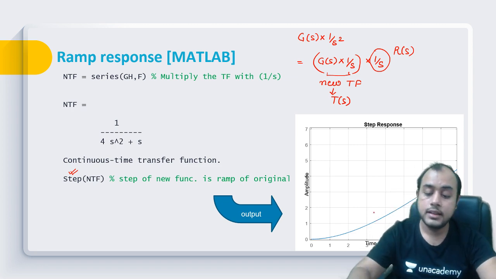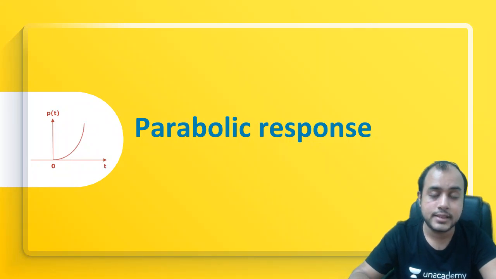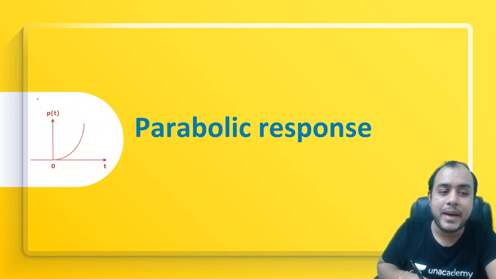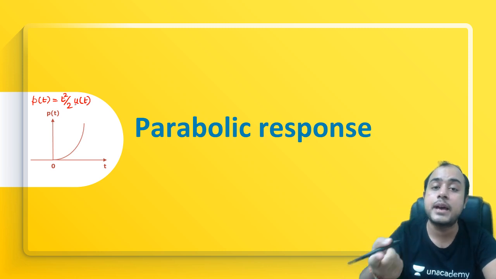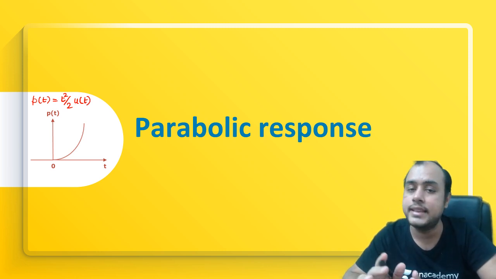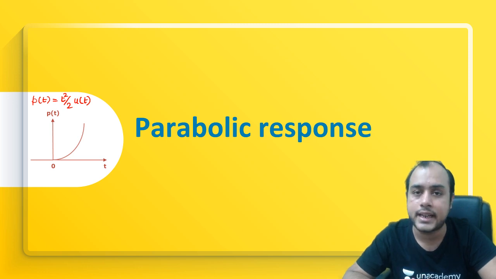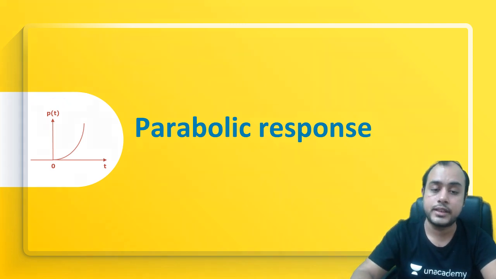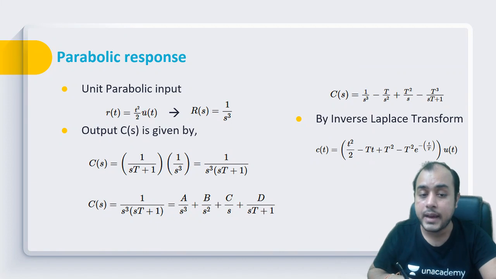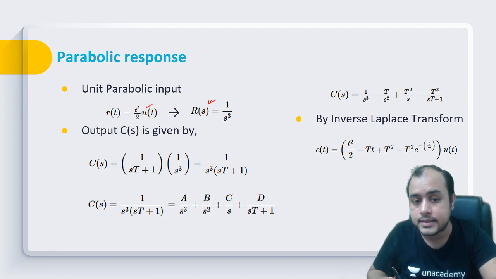Okay. The last will be the parabolic response. Now you might have understood the parabolic response also cannot be computed directly. Again, we will have to define a new function and then take step response of it. Impulse and the step response can be directly taken in MATLAB, but for any other response, you have to modify the transfer function and then take the step response of it. So, at parabolic input, rs is 1 by s cube. Again, you will multiply it.